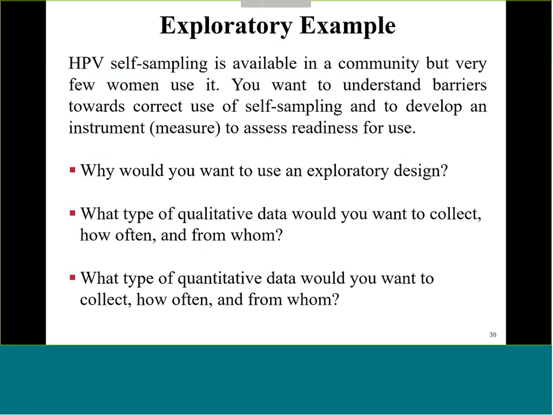So let's take the example of HPV, where self-sampling is available in the community, but very few women use the HPV vaccine. You want to understand barriers towards correct use of self-sampling and develop an instrument to measure that. So you might use the exploratory design. You would need to think about what type of qualitative data, from whom you want to collect the data, and then how you would use those to identify important domains or constructs that you would use to develop quantitative assessments and specific items to develop measures.